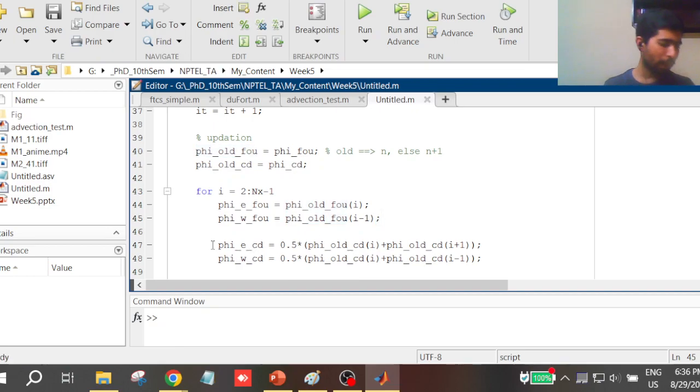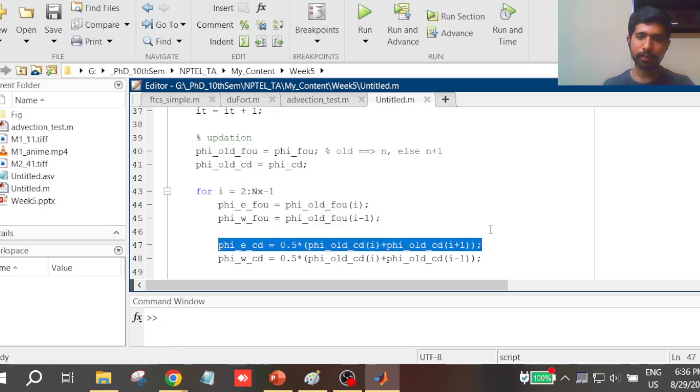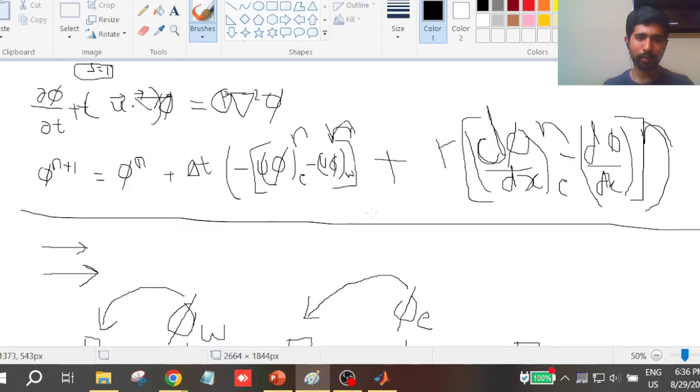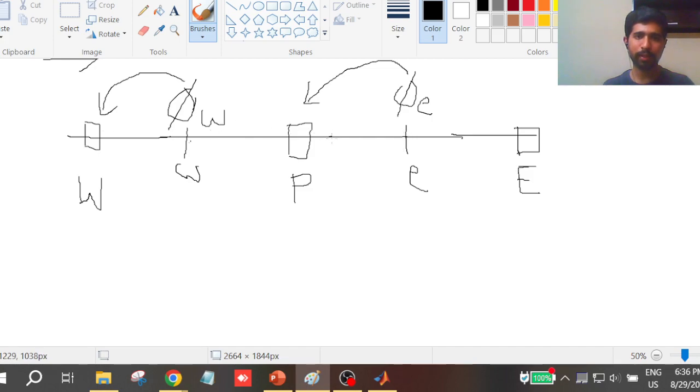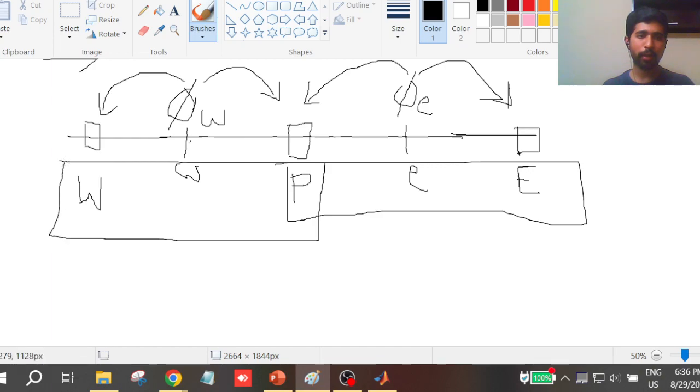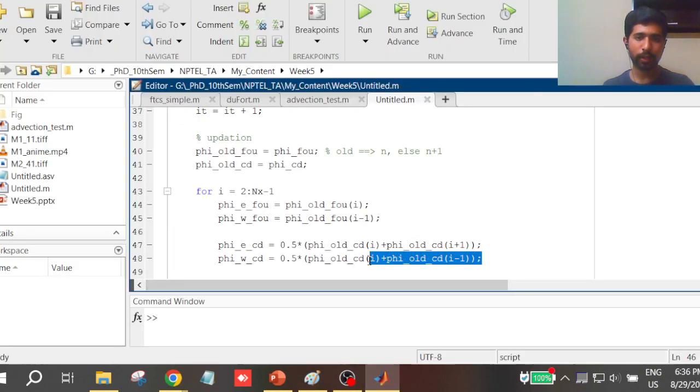So similarly I am doing it for the central difference scheme. Central difference, you do not worry, it will be very easy. Whatever is the value of u doesn't matter. Phi e will be calculated using the average of phi P and phi E, whereas phi west will be calculated as the average of phi capital W and phi capital P. I and I minus 1 will give me phi W, and I and I plus 1 will give me phi at the east face.